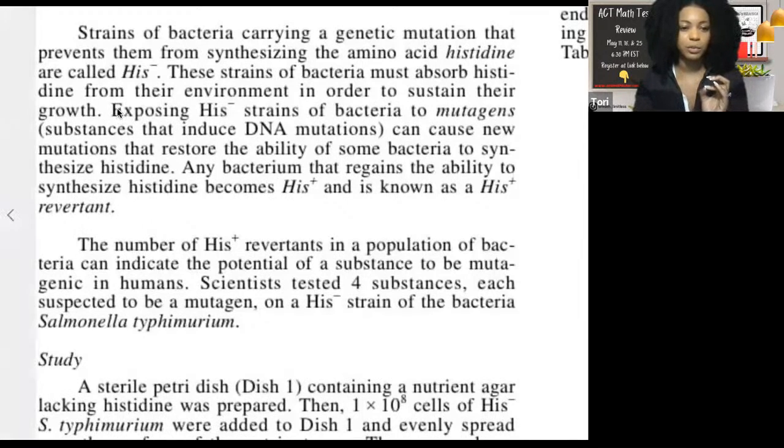So I'm jumping here to the word exposing. Exposing His negative strains of bacteria to mutagens, substances that induce DNA mutations. That's their definition of mutagens, that's why it's in parentheses, can cause new mutations that restore the ability of some bacteria to synthesize histidine. I think I am pronouncing that correctly. If not, you guys can let me know. Any bacterium that regains the ability to synthesize histidine becomes His positive and is known as a His positive revertant.